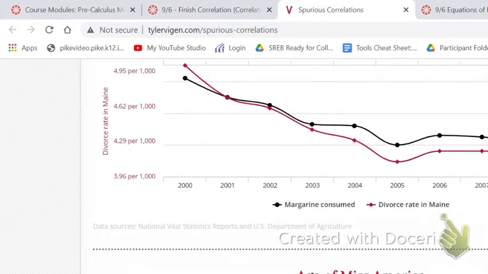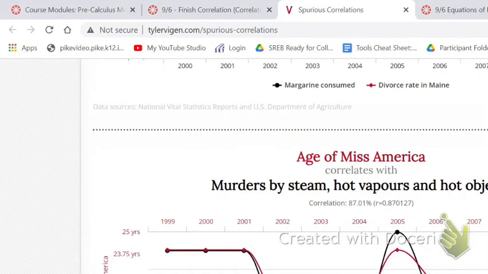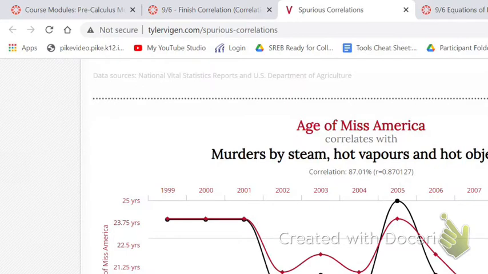So there's lots of funny ones on here, the age of Miss America and deaths by hot vapors and hot objects. Not a lot the same here. Okay. You guys are welcome to investigate some of those. These are always quite funny to go through, especially when anybody tries to say, well, the graph showed, but what's the graph really showing? The graph is showing a relationship. It's not showing cause and effect.